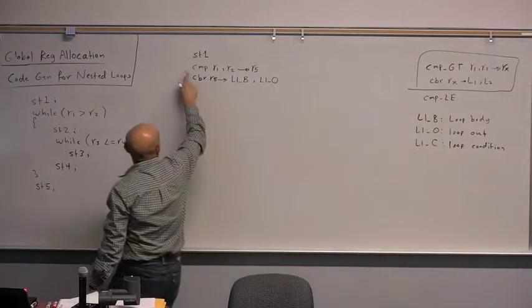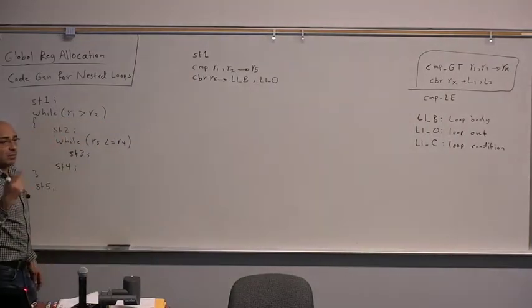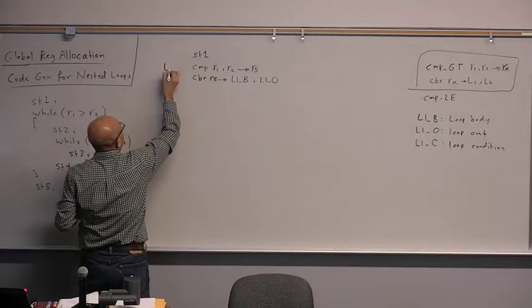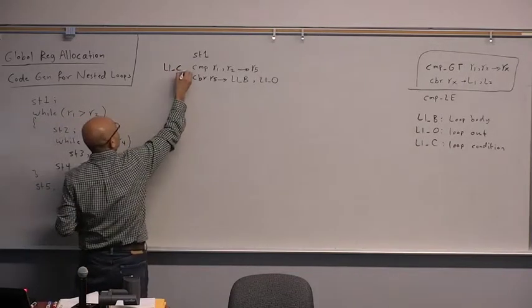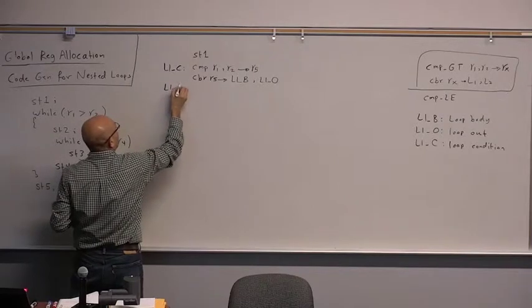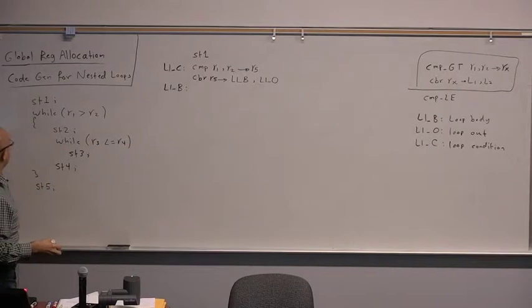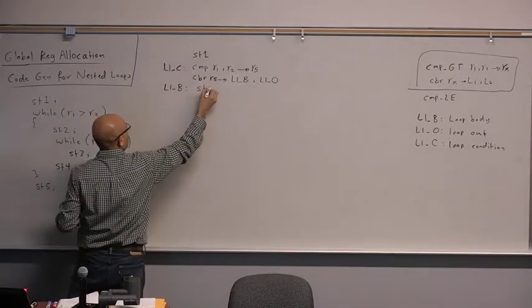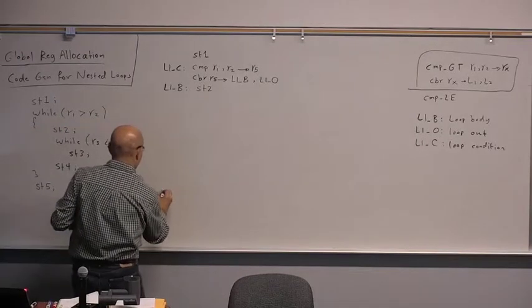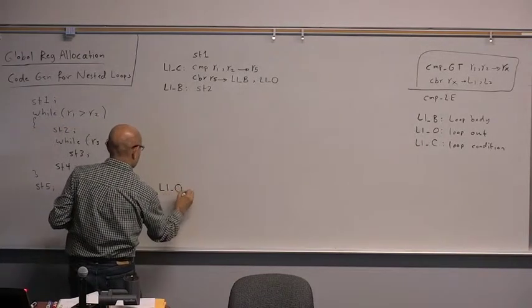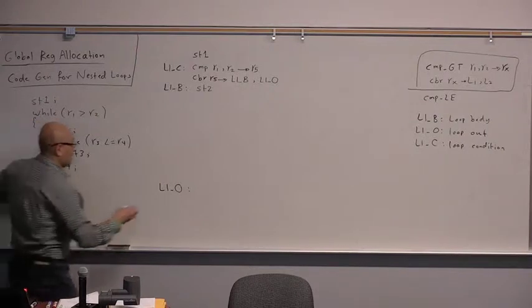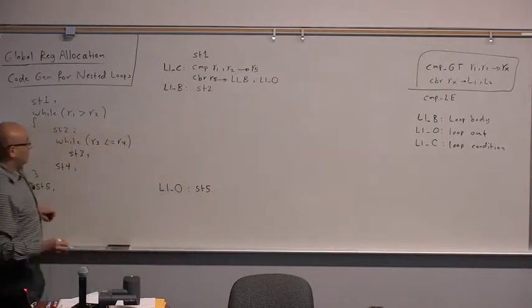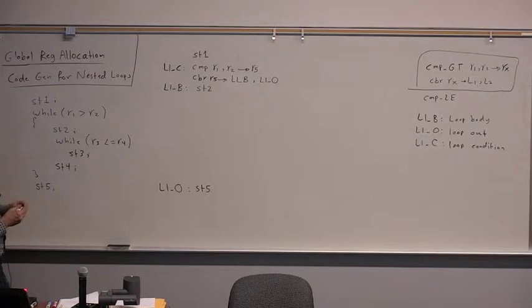In fact, we need to introduce a label for the compare because inside the loop we want to jump to it. So we're going to jump to L1C for compare. So this is the label. And this is the loop body. The loop body is going to have in it what? Statement 2. And this is the loop 1 out. So what should we put here? Statement 5. Statement 5 is the first instruction after the loop. So loop out is the first instruction after the loop.